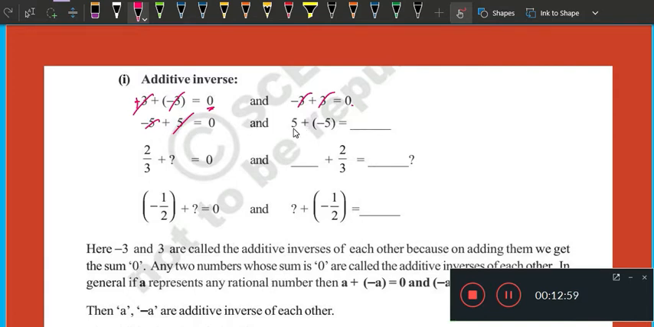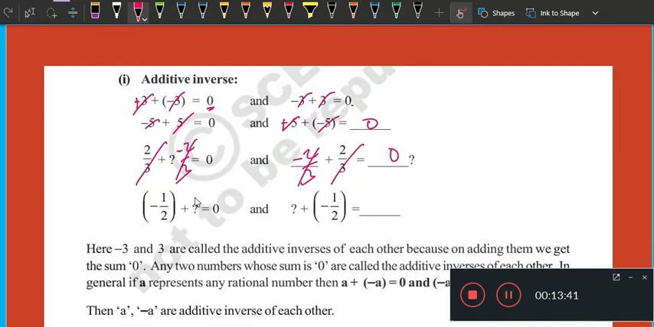Here plus 5 plus minus 5, plus 5 and minus 5 cancel. Then we get 0. Here 0. What should be here? 2 by 3 plus minus 2 by 3: plus 2 by 3 and minus 2 by 3 cancel. So we get 0. So here 2 by 3 is the additive inverse of minus 2 by 3, and minus 2 by 3 is the additive inverse of 2 by 3. Minus 2 by 3 plus 2 by 3 cancel. Then we get 0.